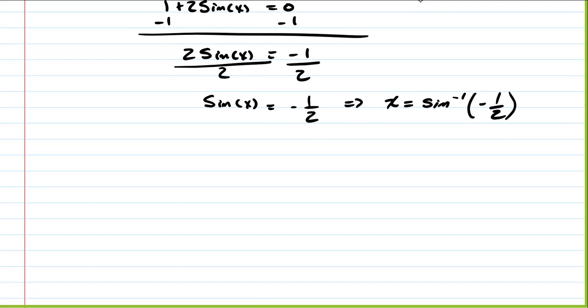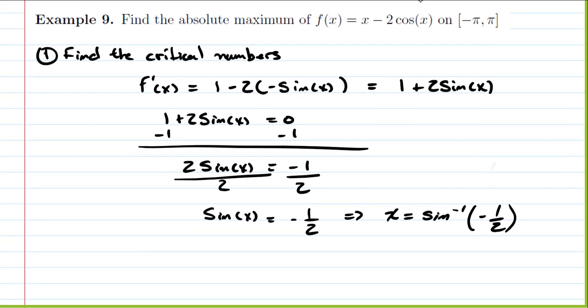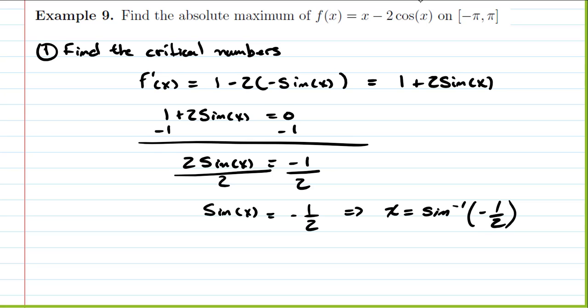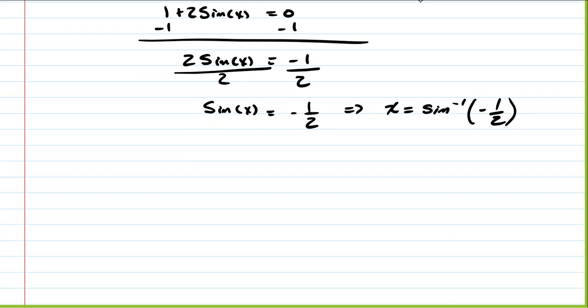Okay, so then we need to find these values. So the first thing, the inverse sine will only give us values in what range? So it goes from negative pi over 2 to positive pi over 2. But we're concerned about negative pi to pi. So we're going to have to be a little bit careful.